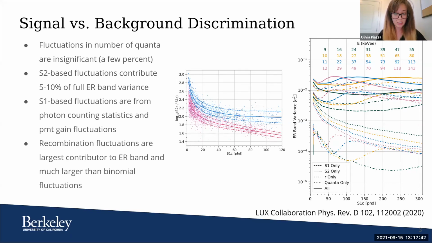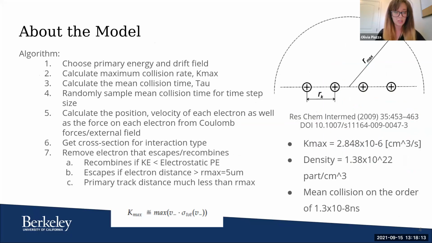Then above that are the fluctuations from the S1 signal, which are the dashed lines. Just above that and immediately below the solid line is yet another dashed line, showing that the electronic recoil variance due to fluctuations in recombination is the greatest contributor to electron recoil band variance. It's much larger than the binomial fluctuations. So in response to this outcome, we decided to build our simulation and explore whether there was some interesting physics underlying the recombination fluctuations.